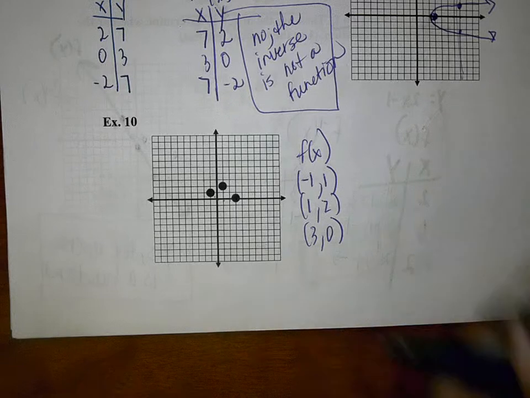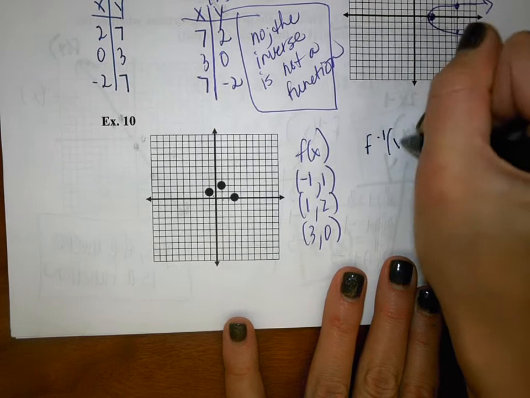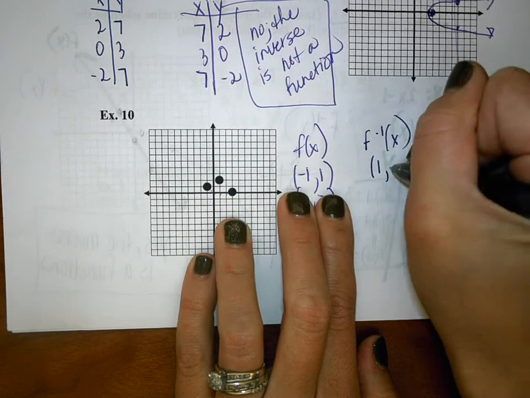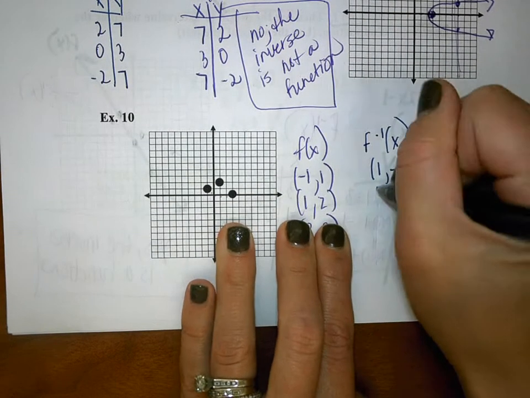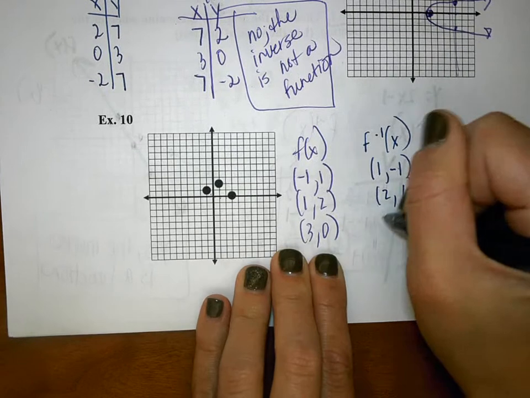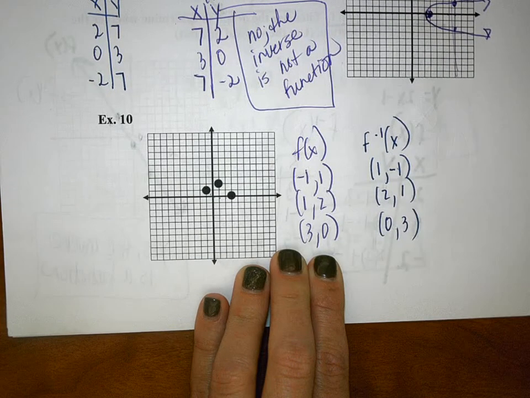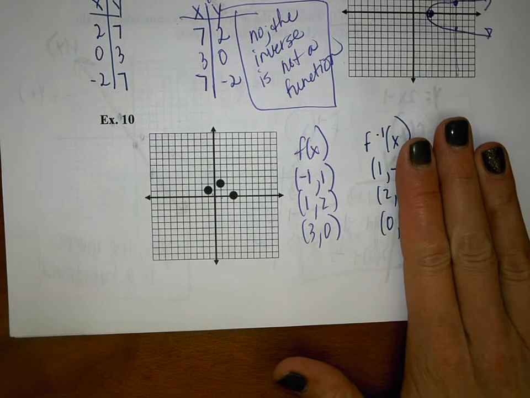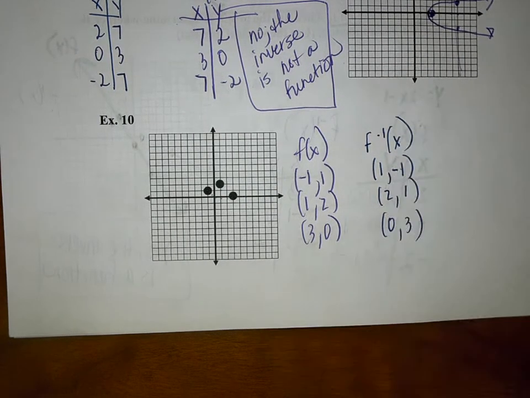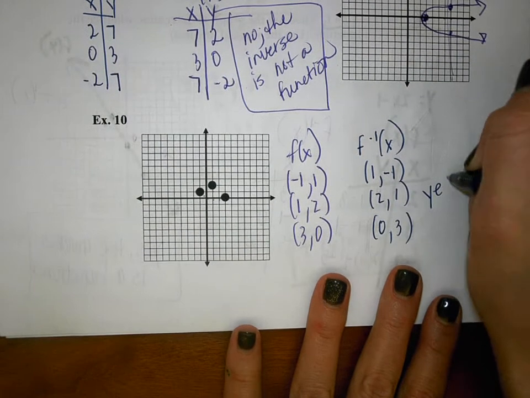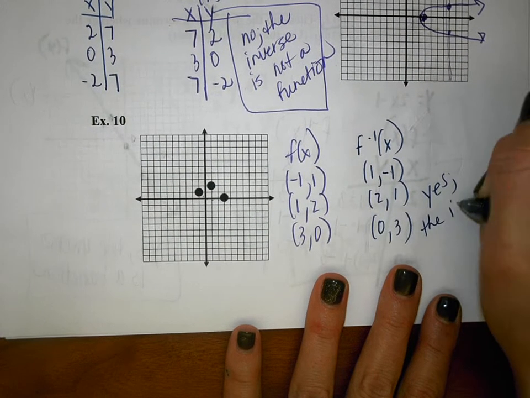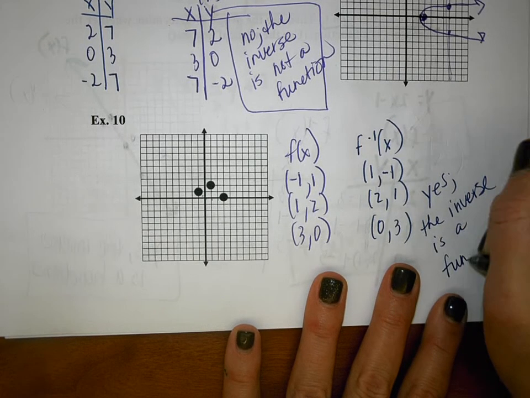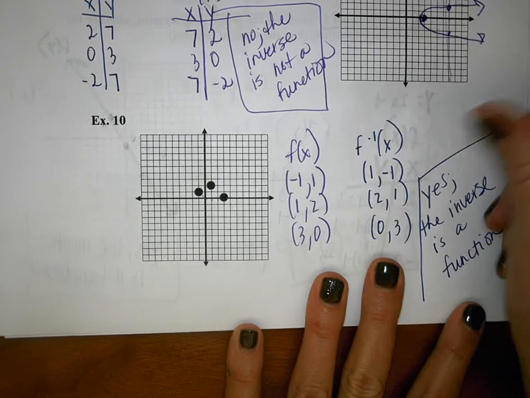If we do our inverse function, f to the negative 1 of x, we are exchanging our x and y values. So that means I'm going to write this one as 1 comma negative 1, 2 comma 1, and 0 comma 3. And without even graphing this one, do any of the x's repeat? No. So for this one, the answer is yes, the inverse is a function. And that is it.